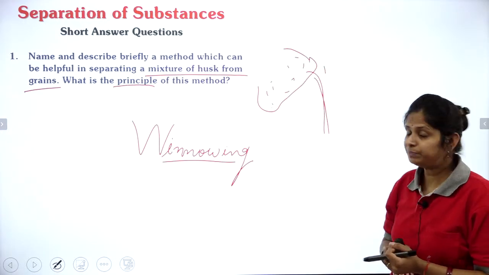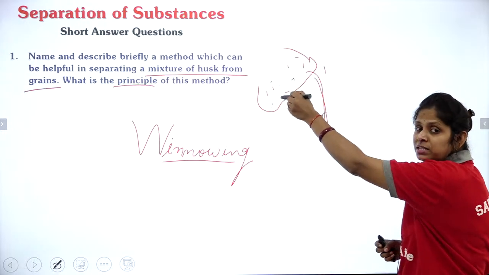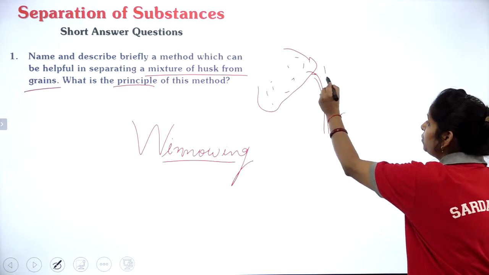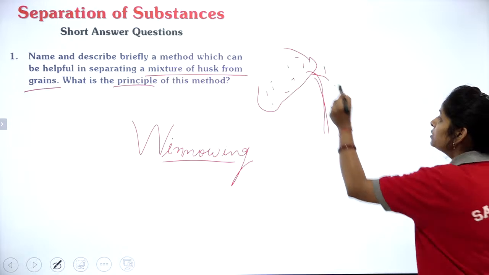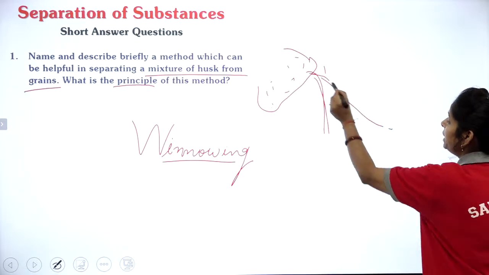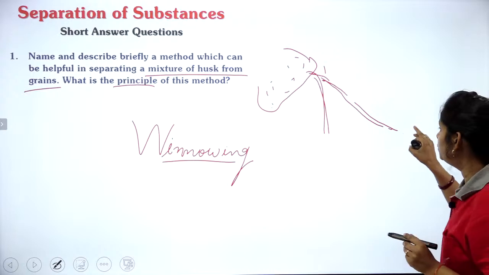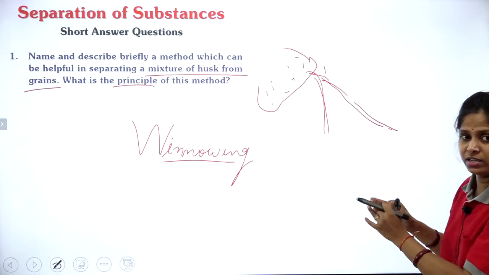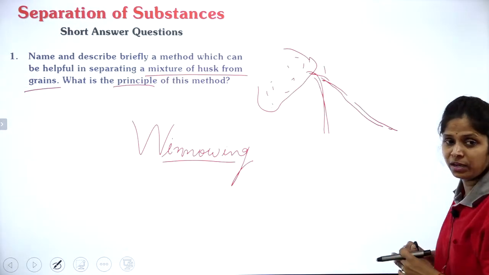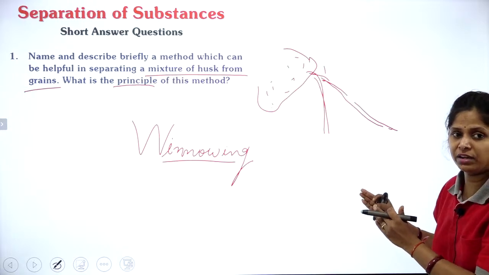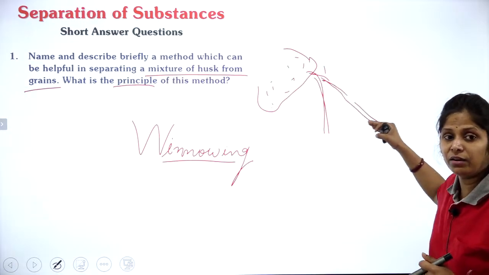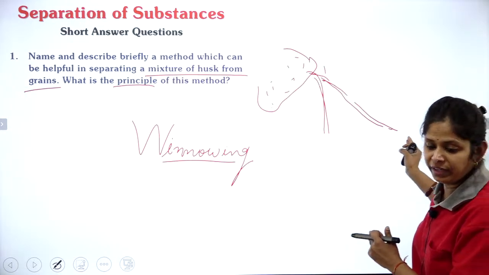So what happens? The husk is lighter in weight, so the husk is carried away by the wind. In this way it is separated. The husk, being lighter, is carried away by the wind.